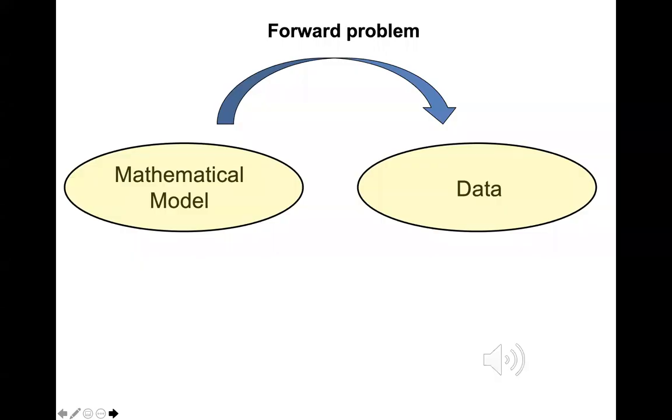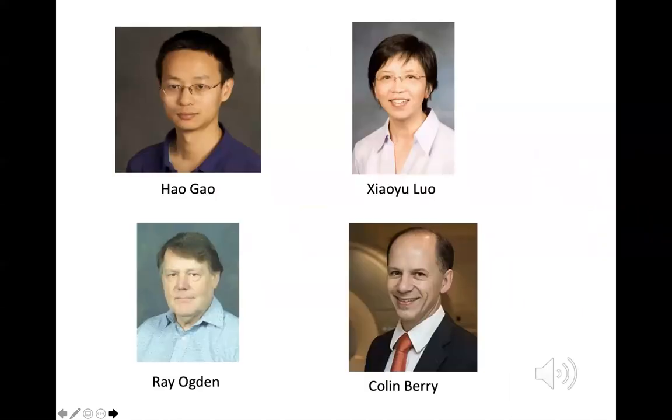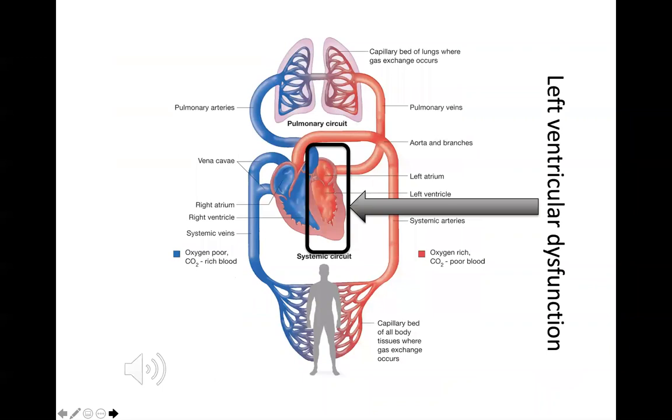So let me start with a review of the forward problem. And this is the work of my colleagues Hao Gao, Xiaoyu Luo, Ray Ogden, and Colin Berry, who are all at the University of Glasgow. So we focus on the left ventricle. That is the heart chamber that pumps oxygen-rich blood into what's called the systemic circuit. That is the blood vessel network that supplies your body with oxygen.